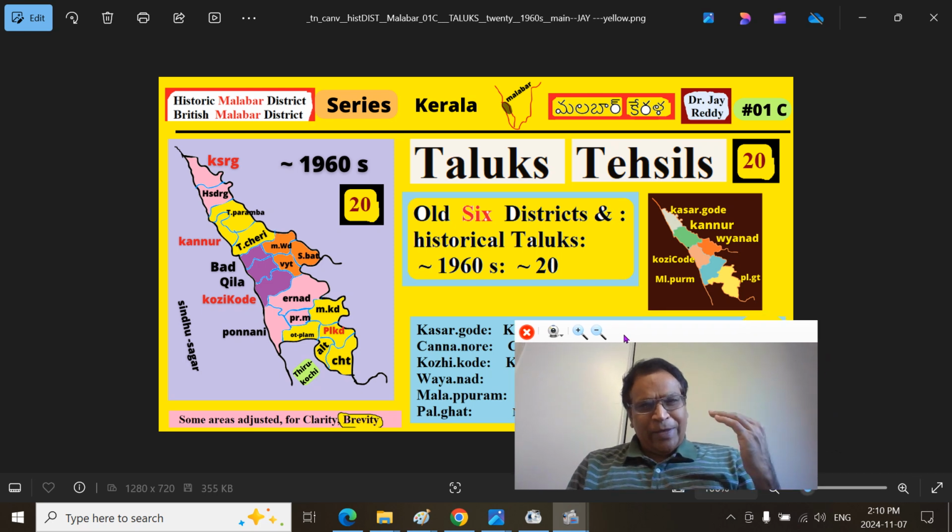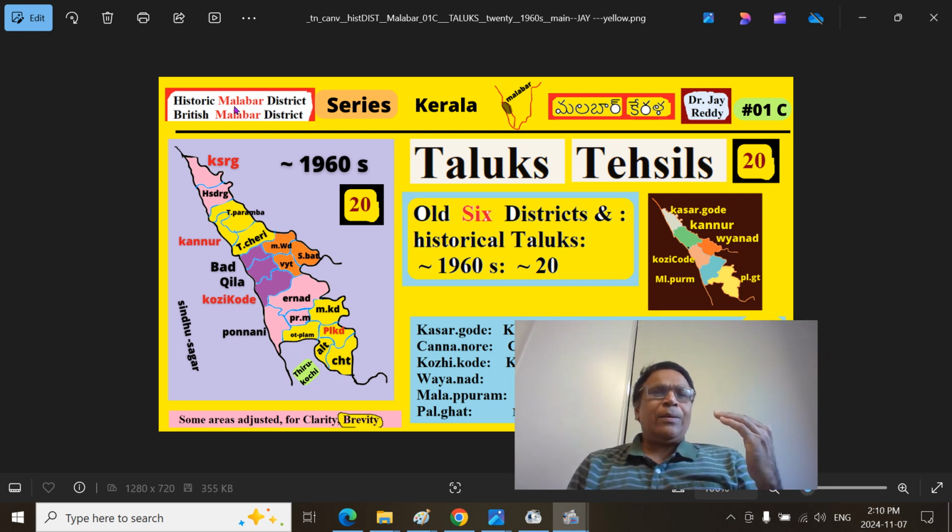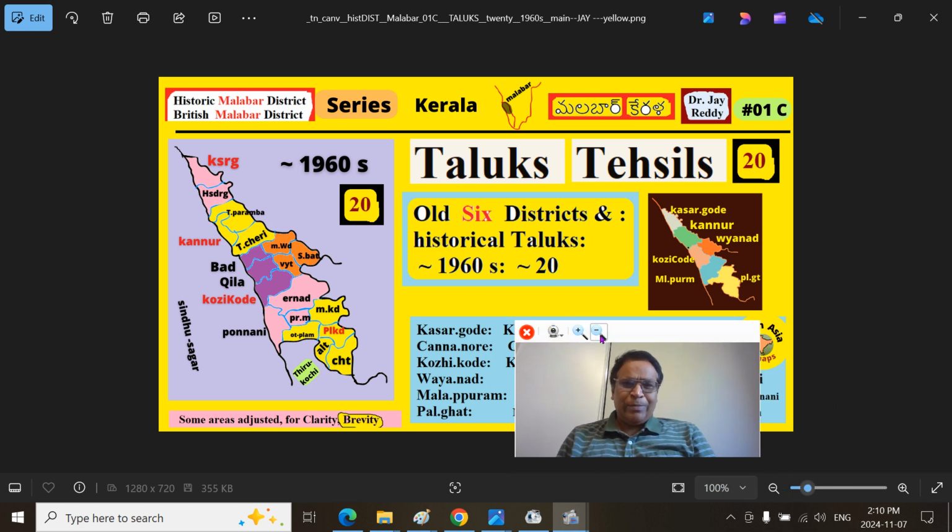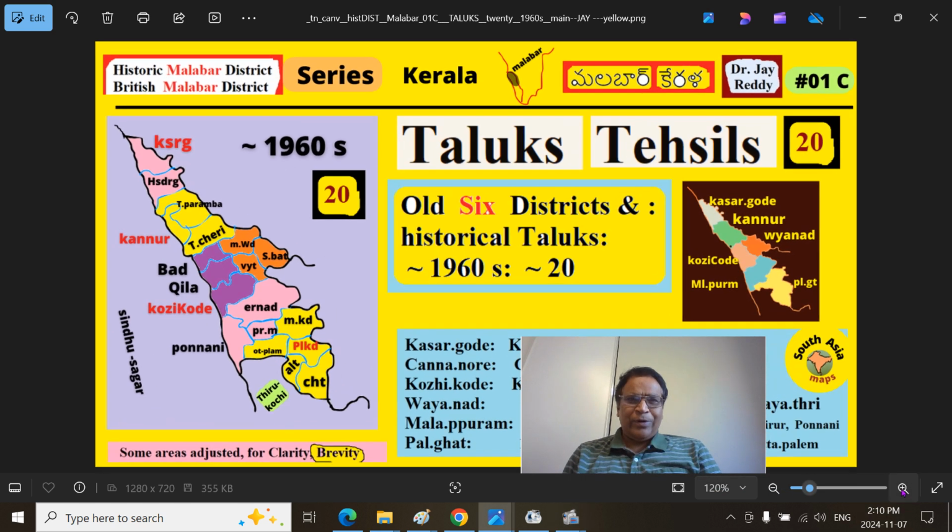Mitranam, we are continuing our Malabar series, historic Malabar district, northern part of Kerala. Historic Malabar district or British Malabar district, more or less the Malabar region of Kerala, Kerala province of Dakshinapatha, Deccan, south of the Tapati river. This is the Malabar, Kerala. We are talking about the Taluks, Tehsils, which are subdivisions or sub-districts of an administrative part of a territory.